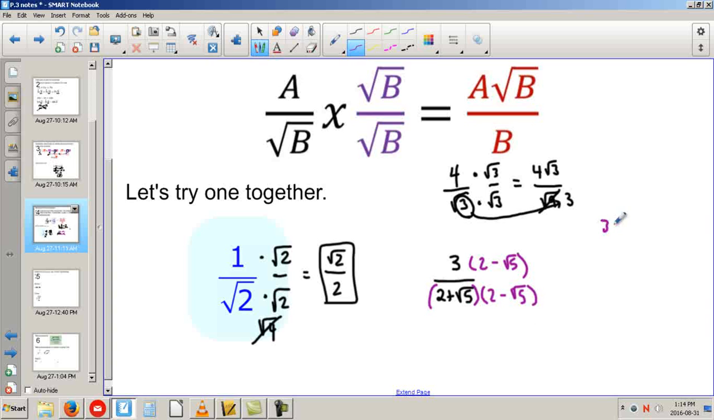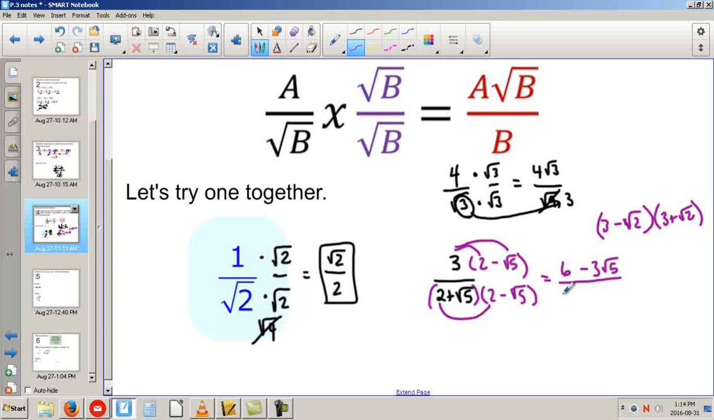If you had 3 minus root 2, you would multiply by 3 plus root 2. We're just taking its opposite, its partner. Okay? Here we do simple distribution. 3 times 2 is 6. 3 times negative root 5 is a negative 3 root 5, all over, and this is where it gets a little bit messier. We have to FOIL here.